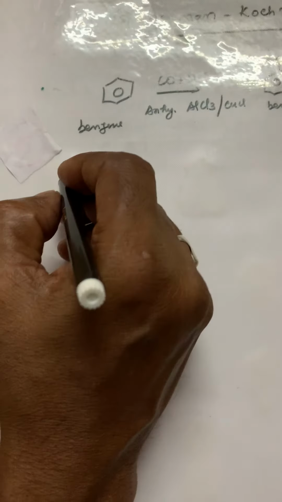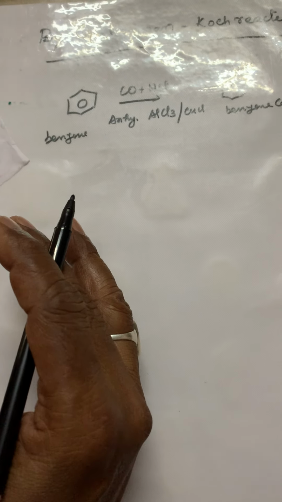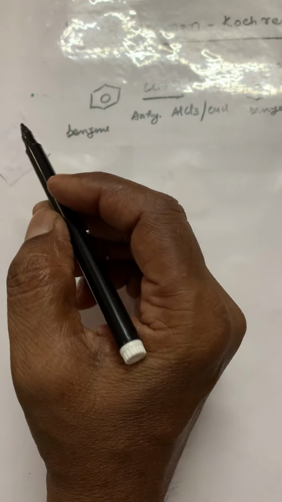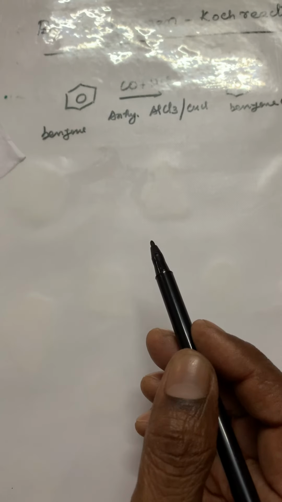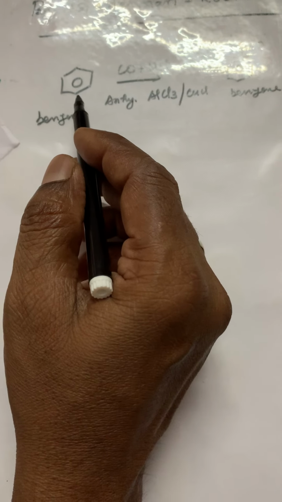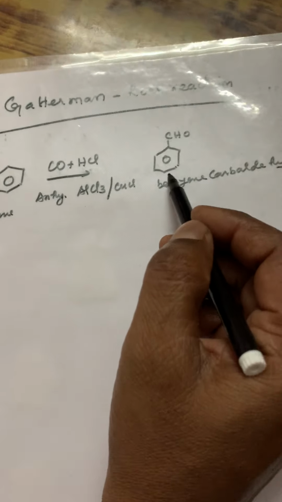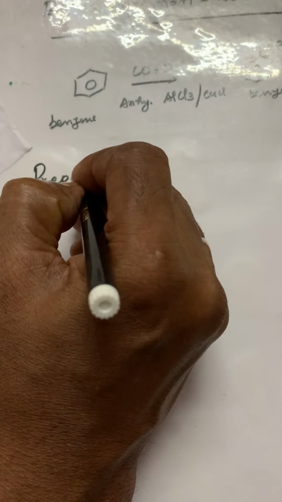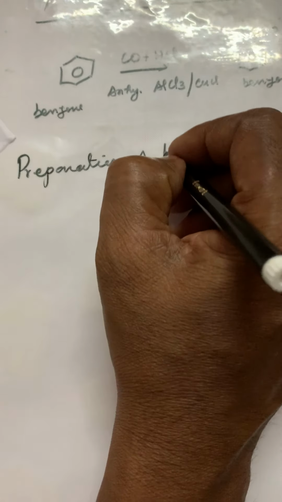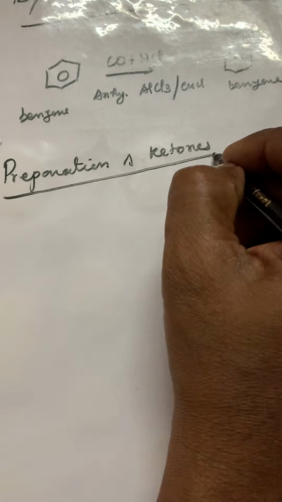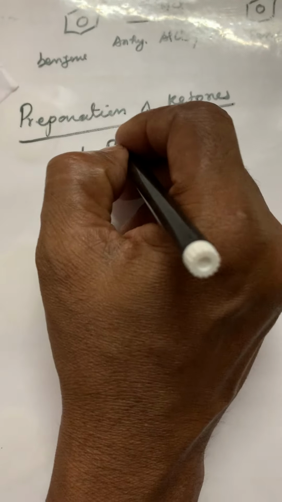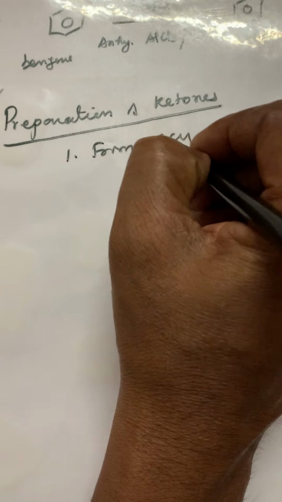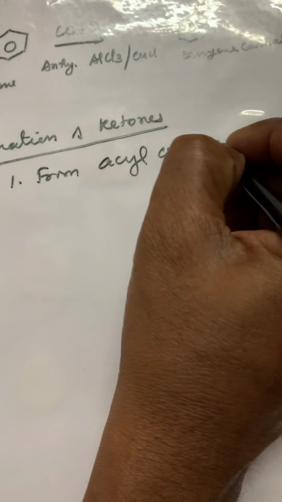Now we have seen 4 preparations. One is from toluene to benzaldehyde, 3 reactions we have seen. This is the 4th one, benzene to benzene carbaldehyde. Now we are going to see the preparation of ketones from acyl chloride or acid halide.